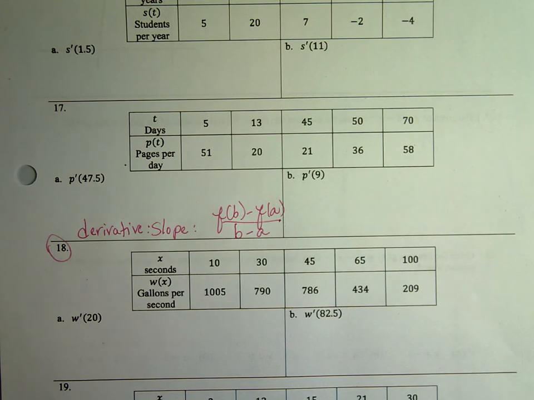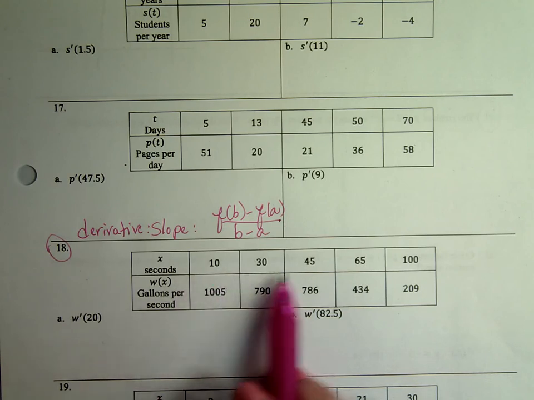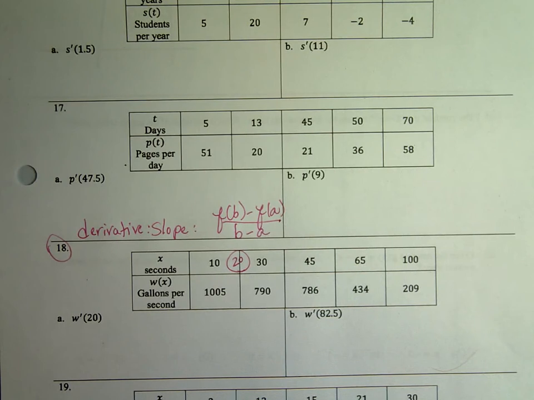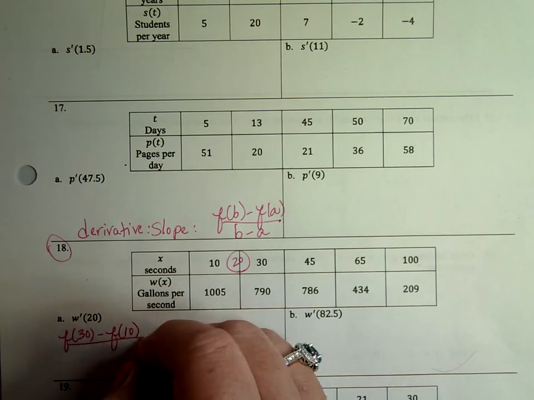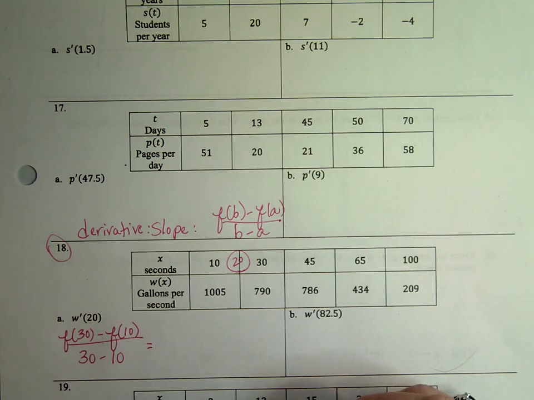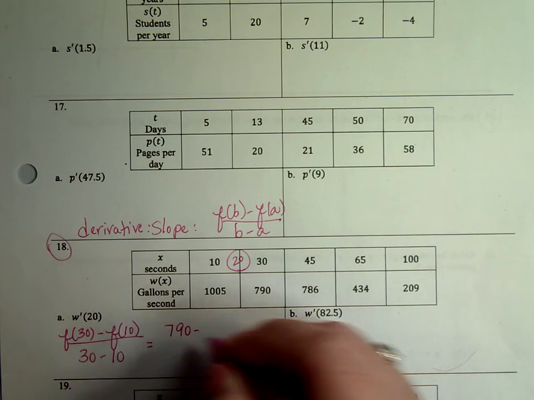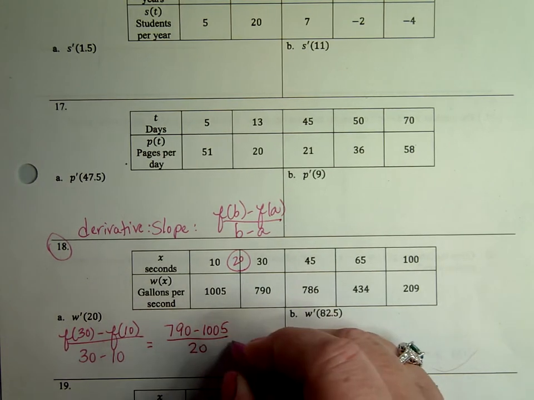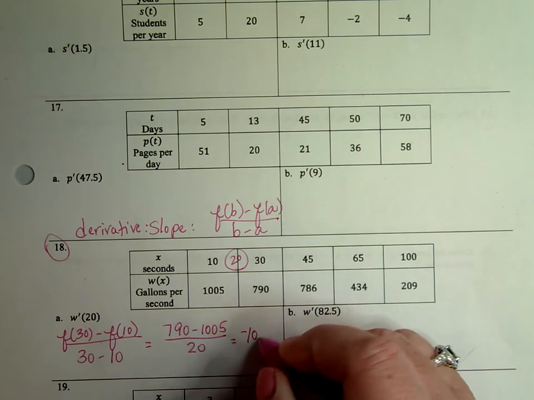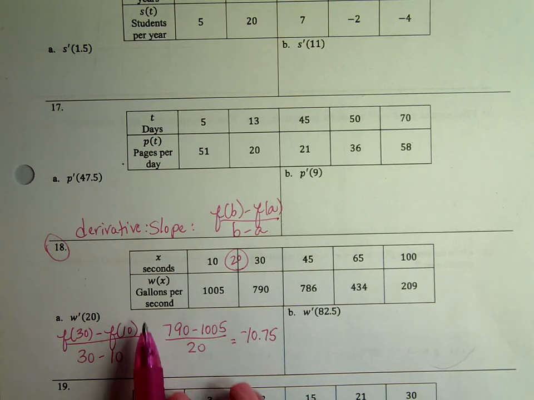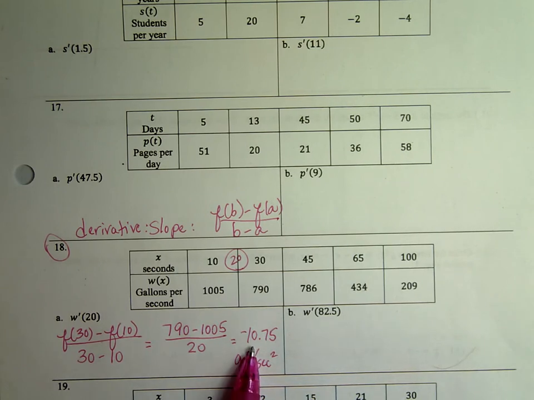So for number 18, I want to know what's going on at 20. 20 is not on your chart, but 20, if it were on your chart, would be right about here. And so I'm going to set it up. I'm going to take f of 30 to the right, minus f of 10 to the left, over 30 minus 10. And so I go through and I calculate. I can see from the chart what these numbers are. I have 790 minus 1005 over 30 minus 10 is 20. And so I go to my handy dandy calculator, I do out my calculations here, and I get negative 10.75. This one has units, gallons per second per second. That's going to be gallons per second squared. Does it make sense that it's negative? Yeah, because I'm decreasing, getting smaller.